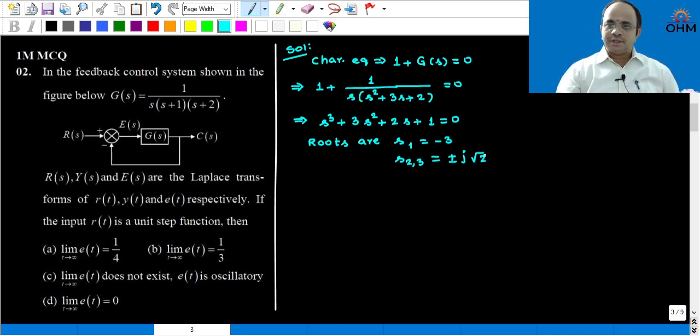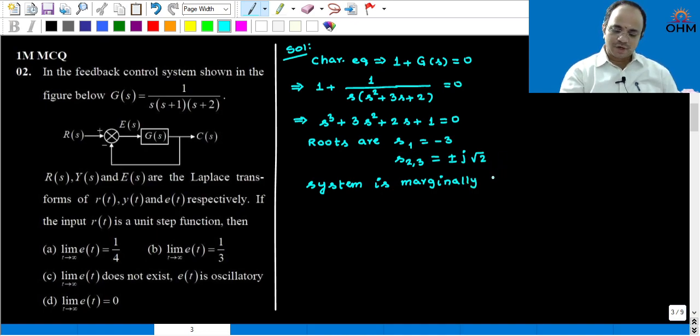That means there is a root pair located on the j omega axis. Therefore, the system is marginally stable. For marginally stable systems, the step response will be oscillatory. For oscillatory systems, steady state error does not exist, or you cannot define steady state error. Therefore, for this question, option C is the correct answer.